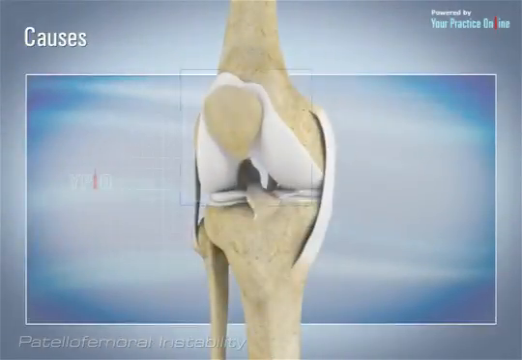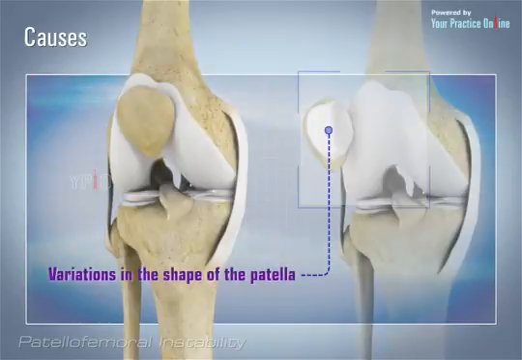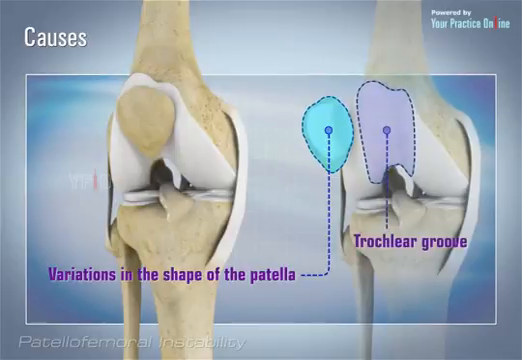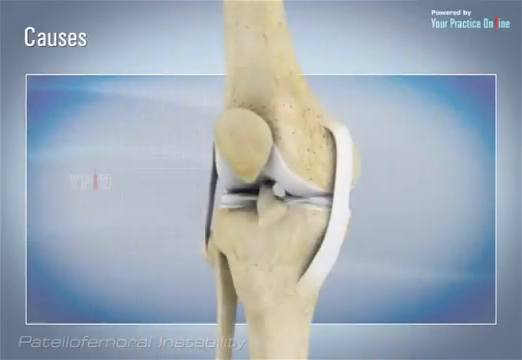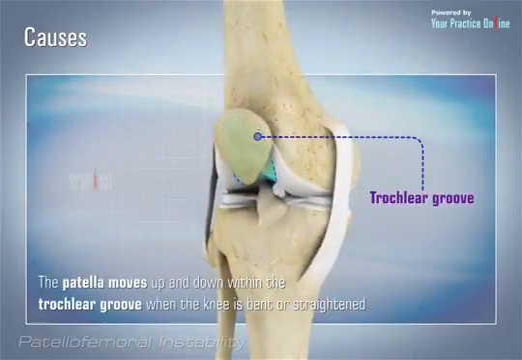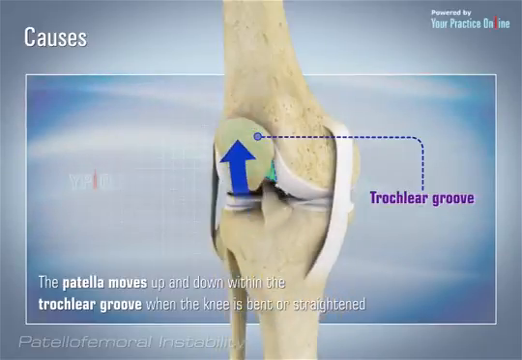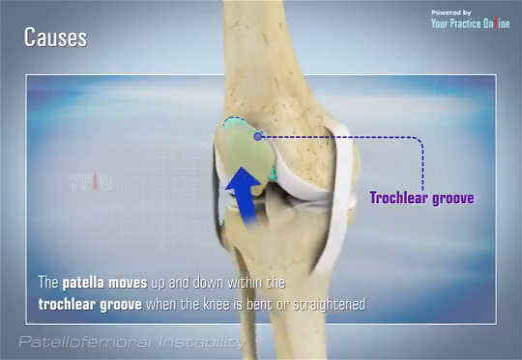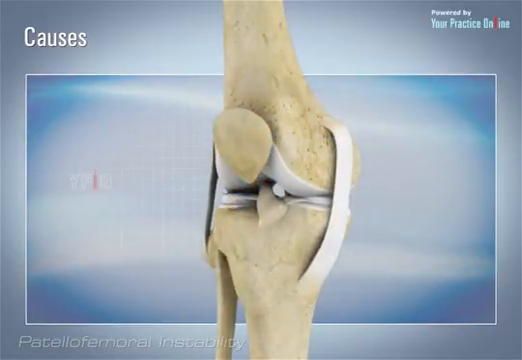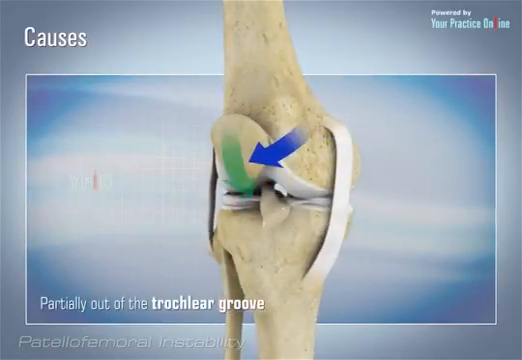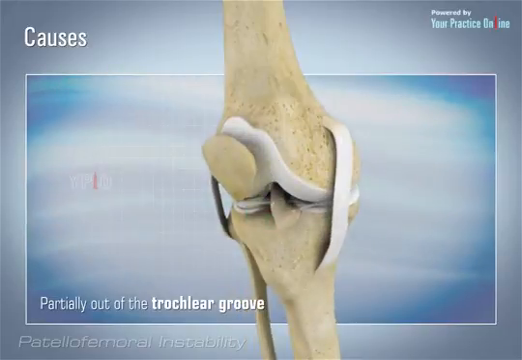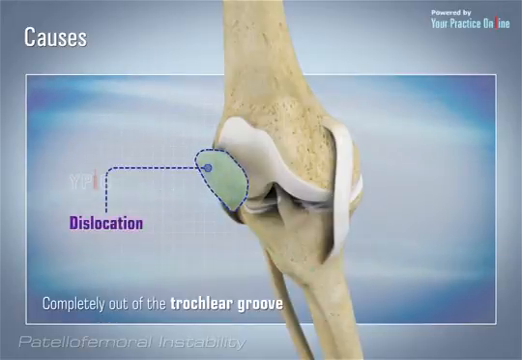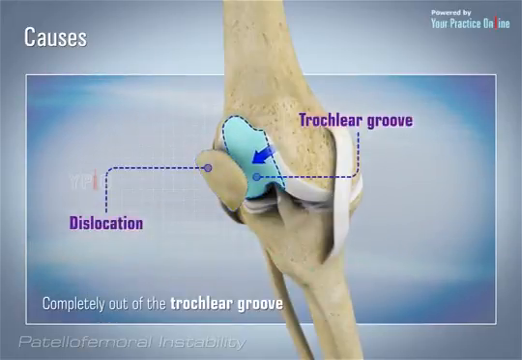Causes: patello-femoral instability can be caused because of variations in the shape of the patella or its trochlear groove as the knee bends and straightens. Normally, the patella moves up and down within the trochlear groove when the knee is bent or straightened. Patello-femoral instability occurs when the patella moves either partially, subluxation, or completely, dislocation, out of the trochlear groove.